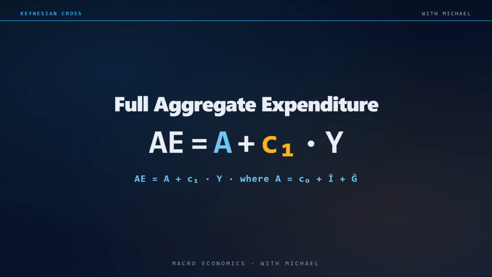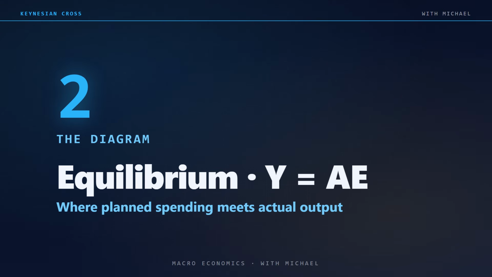Now we add the second line, the 45-degree line. The 45-degree line is the locus of points where actual output equals aggregate expenditure. Y equals AE. This is the equilibrium condition. In equilibrium, what households, firms, and government spend must equal what the economy produces. If spending exceeds output, inventories drain and firms ramp up production. If spending falls below output, inventories pile up and firms cut back. Only at the point where Y equals AE is the system in balance.